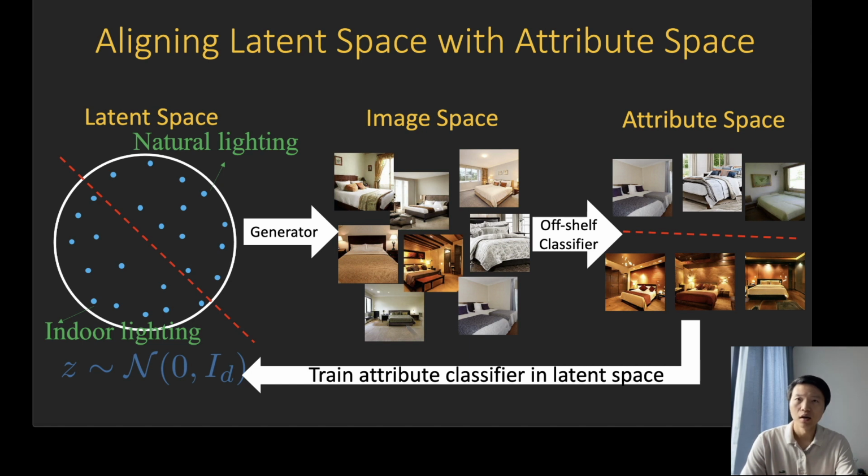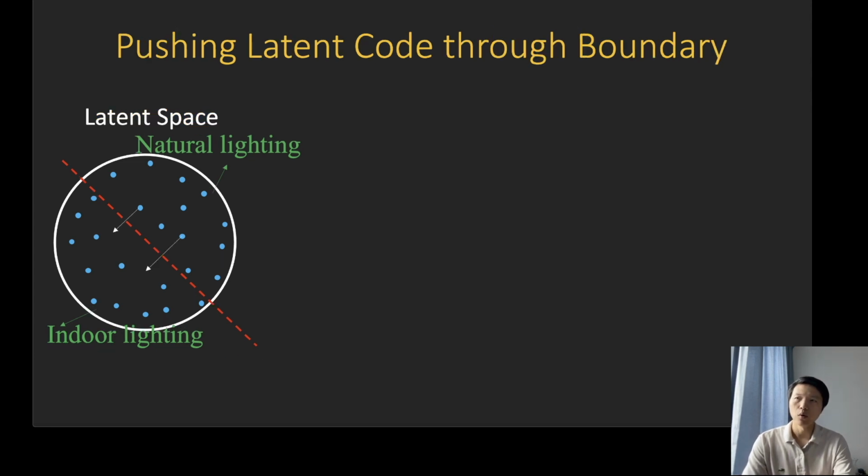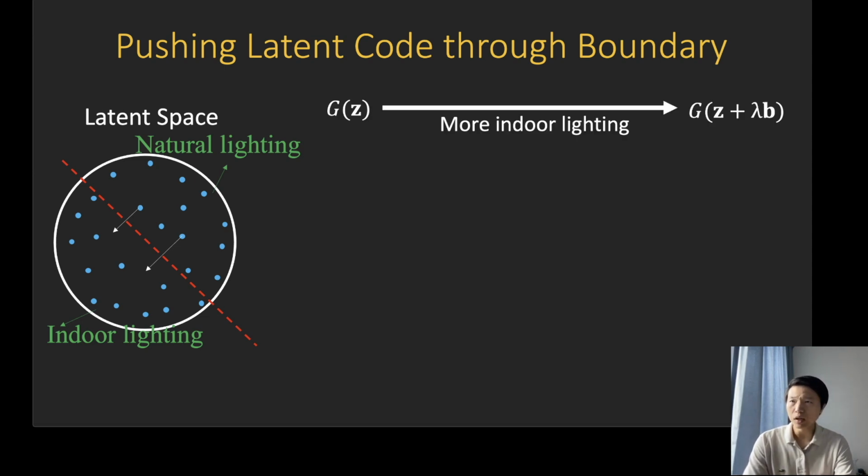Now that we have the attribute space labels, we can treat those predicted labels as ground truth labels for each random vector in the latent space. Then we can simply train an attribute classifier in the latent space to classify their semantics. It turns out that just using a linear classifier, we can achieve 90% binary classification accuracy in classifying latent vectors into indoor lighting and natural lighting. After we train this classifier, we have boundaries in the latent space. Then we can just push the latent codes across the boundaries. Let's say previously we have two samples.